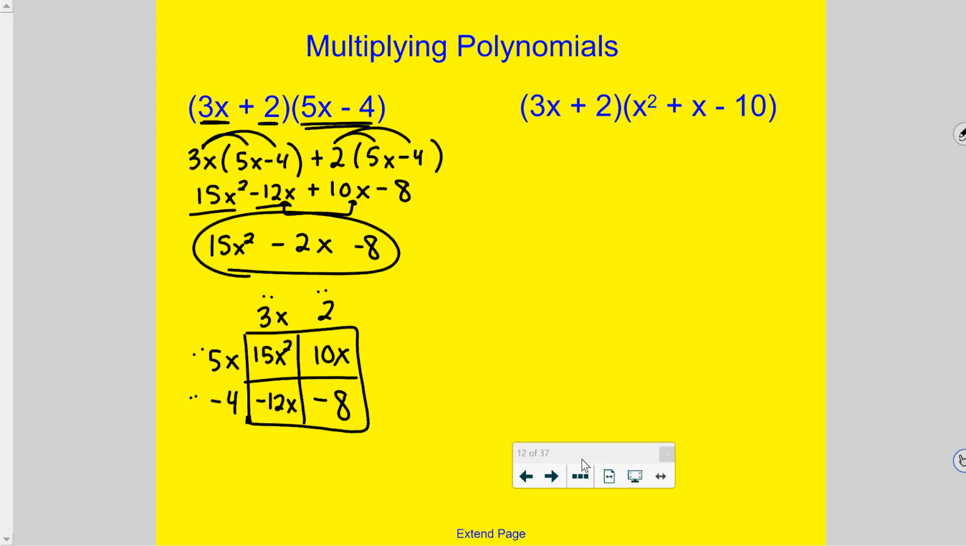Notice those are the same 4 things I wrote up here. And now we have to combine the like terms, and it would still get you to this same thing in the end in there.